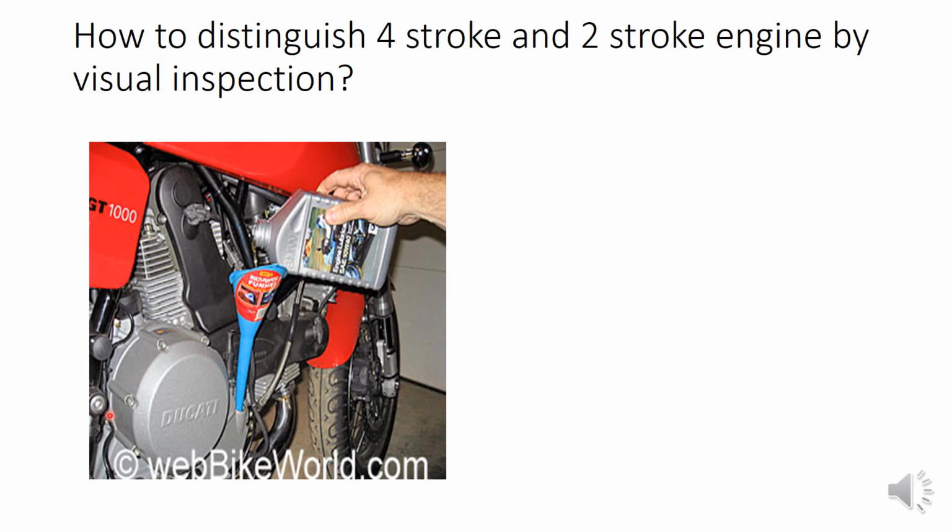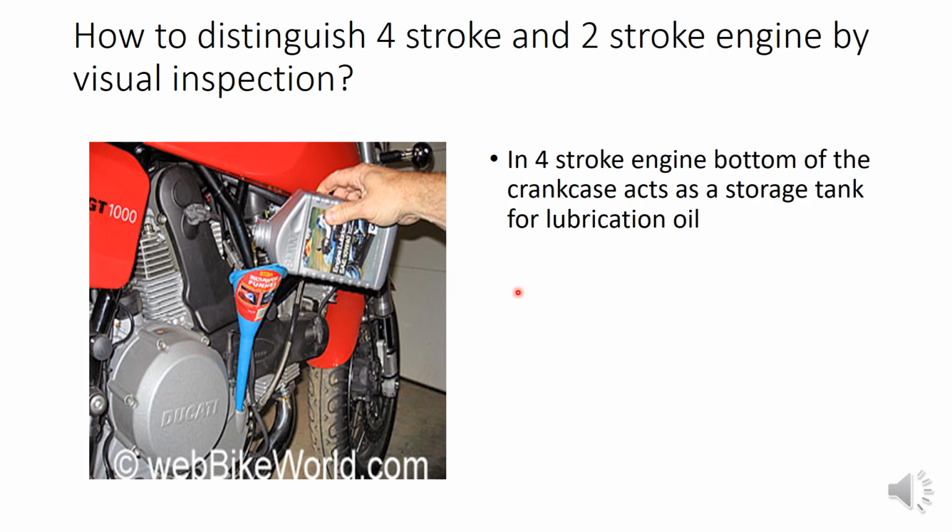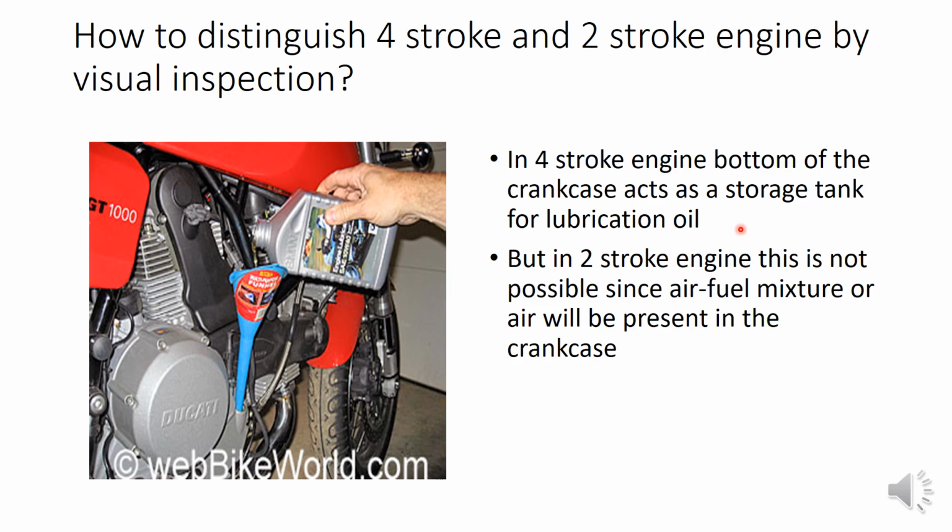But in a two-stroke engine that is not possible, because we will not be able to fill the lubrication oil like this, as the working already takes place in the crankcase. So we will not use the crankcase for collecting the lubrication oil. That is another point. In a four-stroke engine, the bottom of the crankcase acts as a storage tank for lubrication oil. But in a two-stroke engine this is not possible, because we already know suction takes place in the crankcase initially.